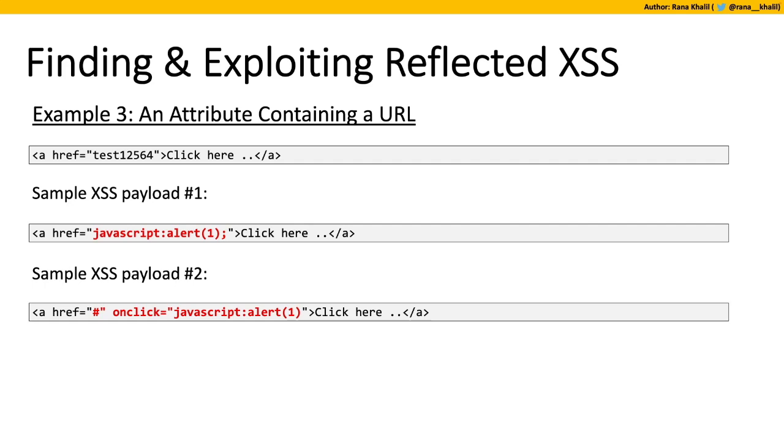And that's essentially it. So with the 3 examples that we saw, each reflected context required a different payload. And so it's really important to understand the context in which your input is reflected before you start throwing random payloads at an input vector.